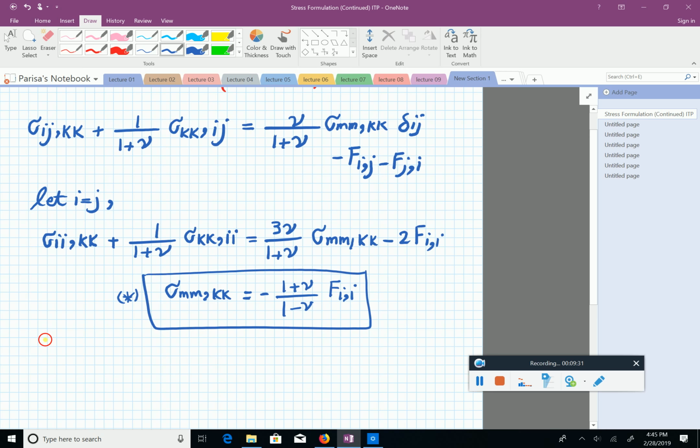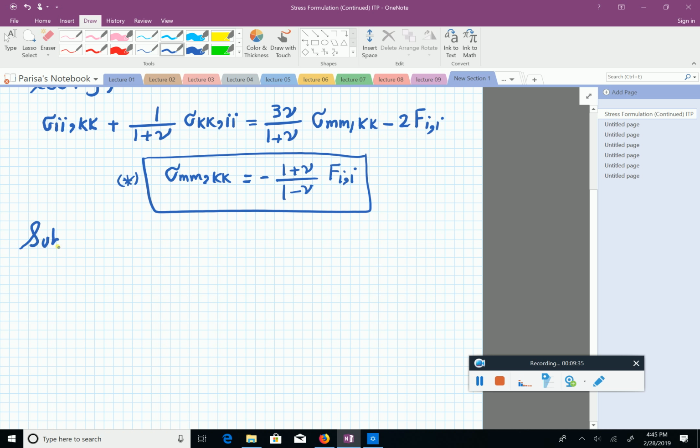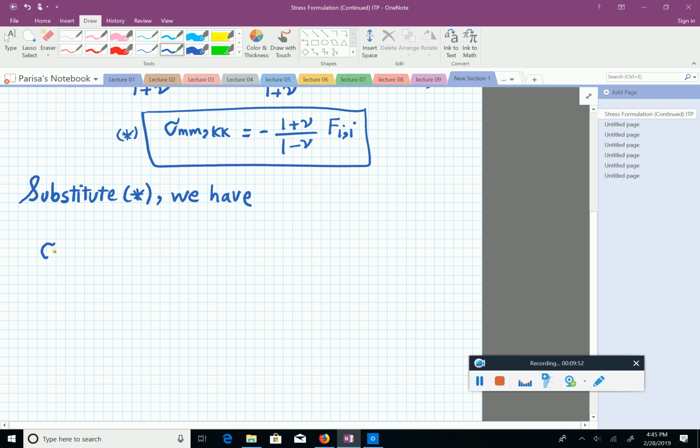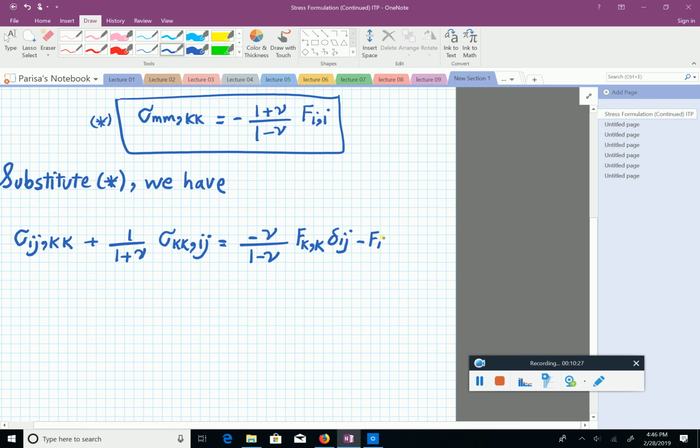So if we substitute this equation into what we wrote down on top of this page, we get an important equation. Sigma ij comma kk plus 1 over 1 plus nu sigma kk comma ij is equal to negative nu over 1 minus nu f k comma k delta ij minus f i comma j minus f j comma i.